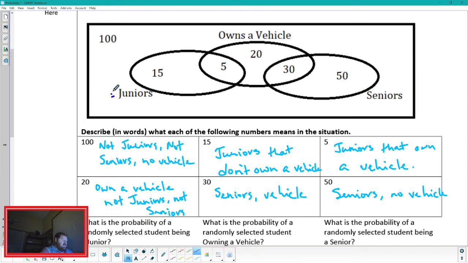Now I've started using shorthand later on these. I've used J for juniors, V for owning a vehicle, S for seniors, and the 100 I've just classified as N, kind of none of the above. And so we're going to use that shorthand to not have to write so much. Okay, let's go ahead and look at what we have.